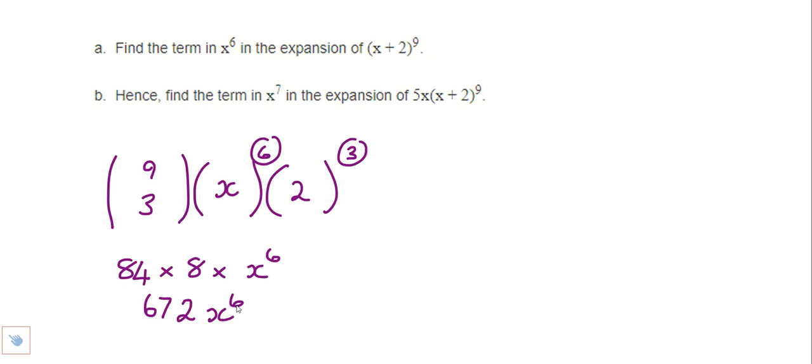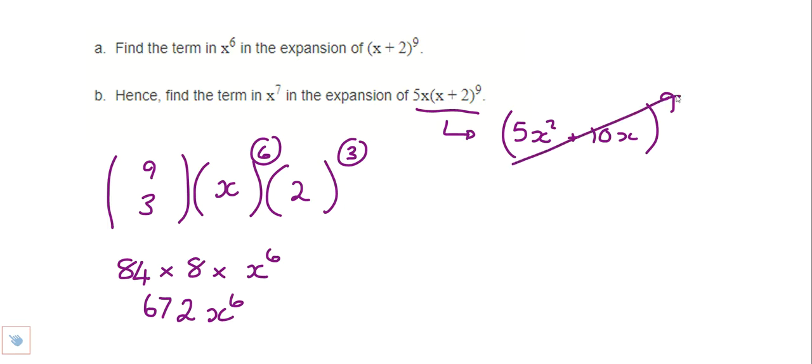Now, how would you think of doing 5x times (x plus 2) to the power of 9? Would you expand the brackets? So I'm asking you, not telling you this is correct, is this 5x squared plus 10x to the power of 9? No. Good. Why not? Because the 9 only applies to the brackets after you do the bracket first. Good. So how would I apply the 5x bit? So that's wrong. When would I apply the 5x? After. So I'd have to apply it to each term in the expansion, yeah?